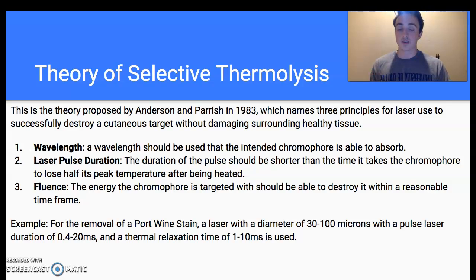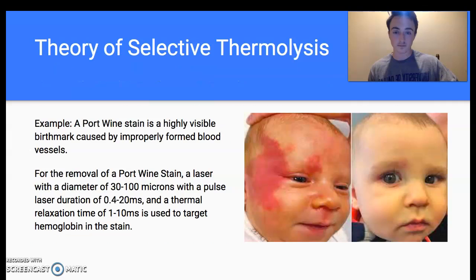The second is the laser pulse duration. The duration of the pulse should be shorter than the time it takes the chromophore to lose half its peak energy after being heated. And then the fluence: the energy the chromophore is targeted with should be able to destroy it within a reasonable time frame. So here I have an example.